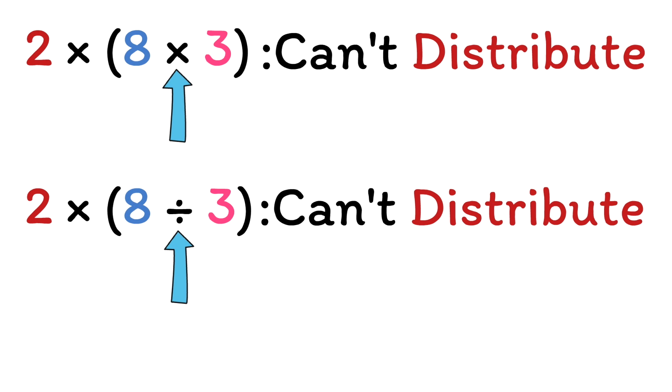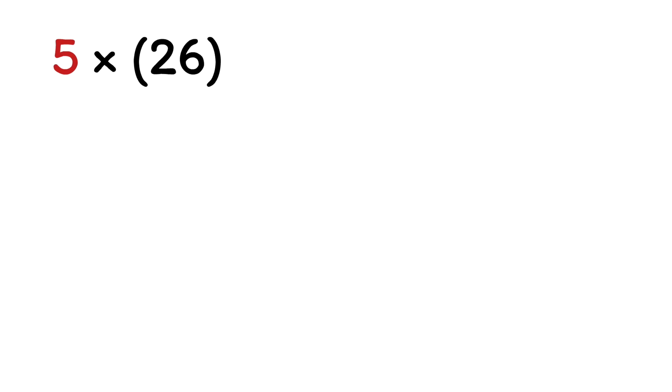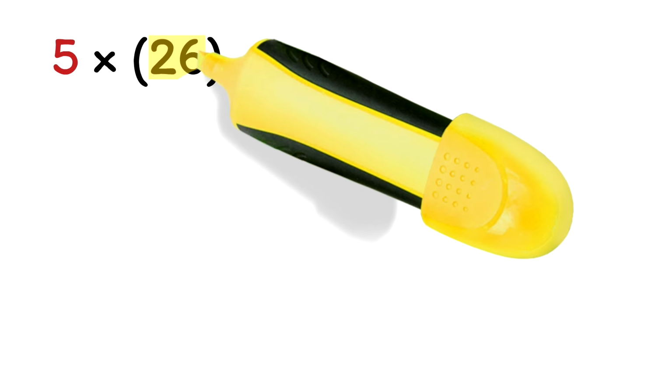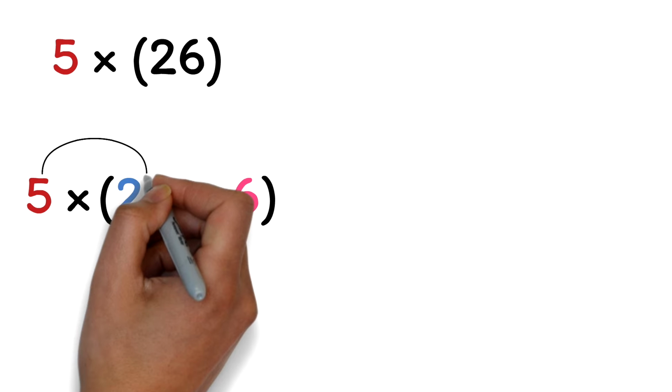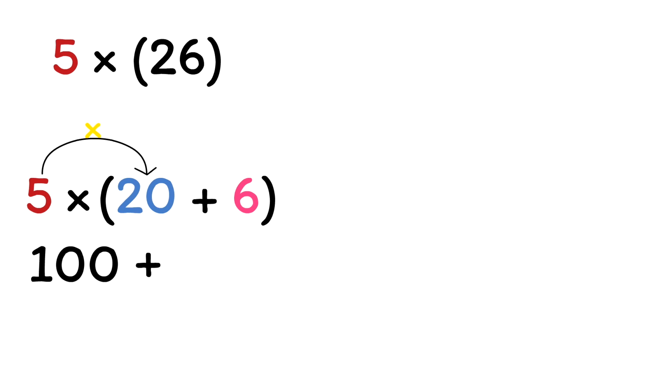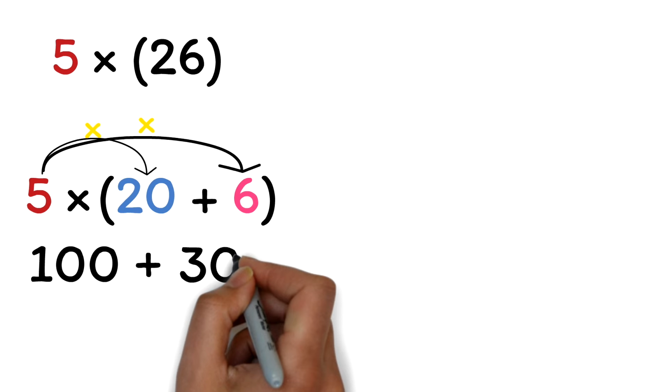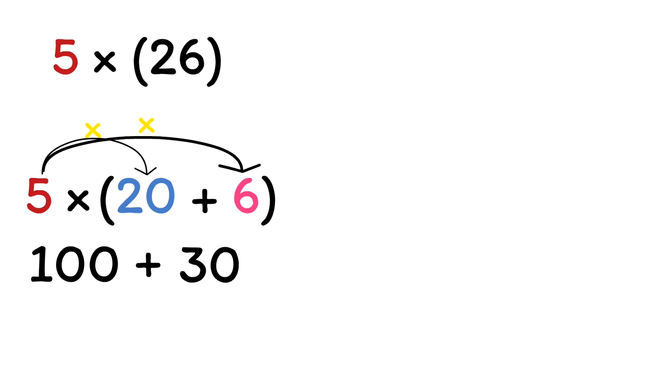Another thing we must know about the distributive property is that it is very useful when multiplying large numbers. For example, let's say we have 5 times 26. To solve this, we can first break up the 26 to become 20 plus 6. So we have 5 times 20 plus 6. Now we can use the distributive property. 5 times 20 is 100. And 5 times 6 is 30. Next, 100 plus 30 is 130.